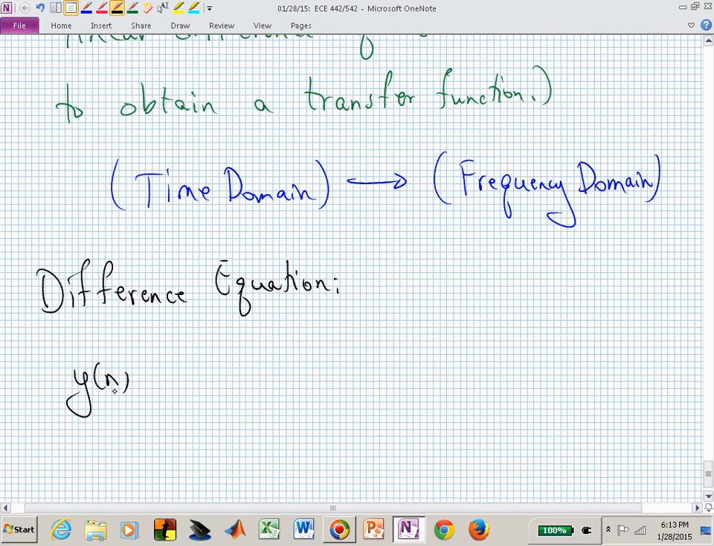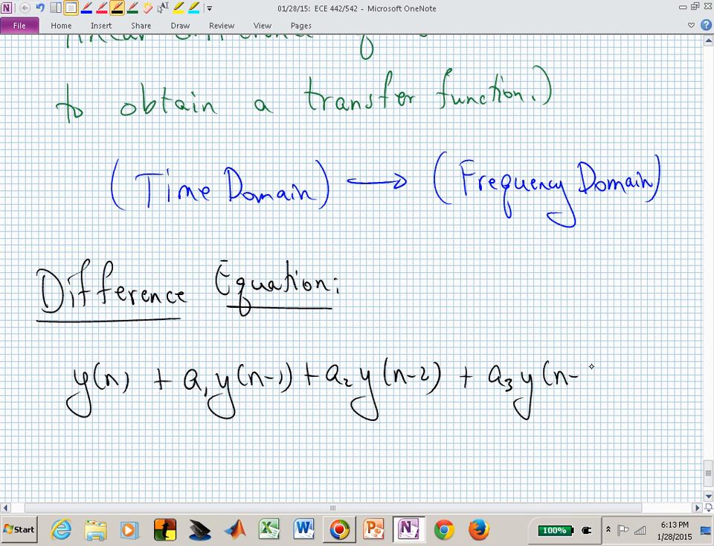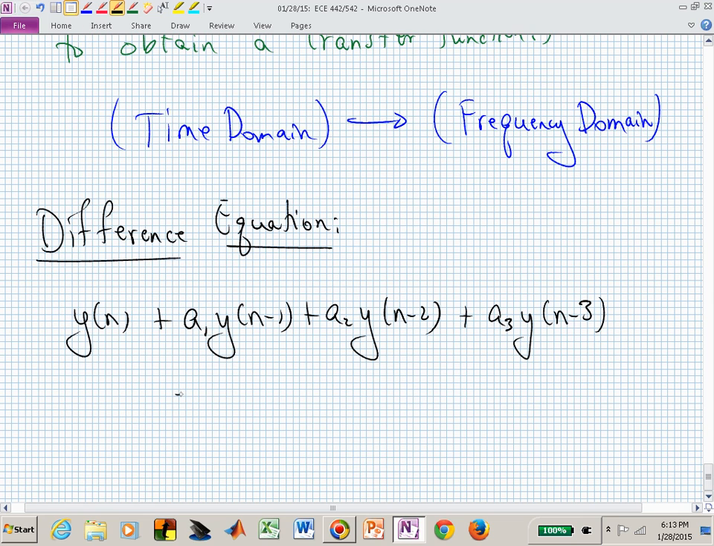Suppose it's now y of n plus a sub 1 y of n minus 1 plus a sub 2 y of n minus 2 plus a sub 3 y of n minus 3 equaling b sub 0 u of n plus b sub 1 u of n minus 1. That's a time domain linear difference equation, and we're not going to specify specific values of those coefficients. Let's just keep them as variables, a1, a2, a3, b0, and b1.